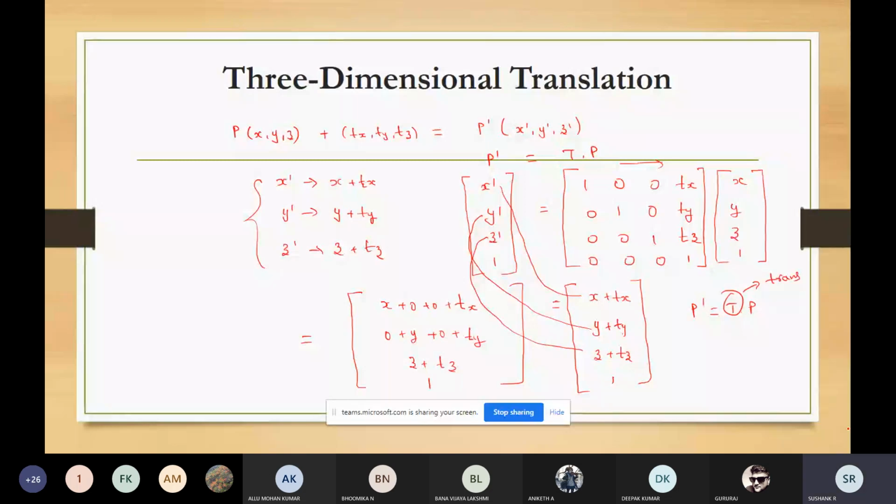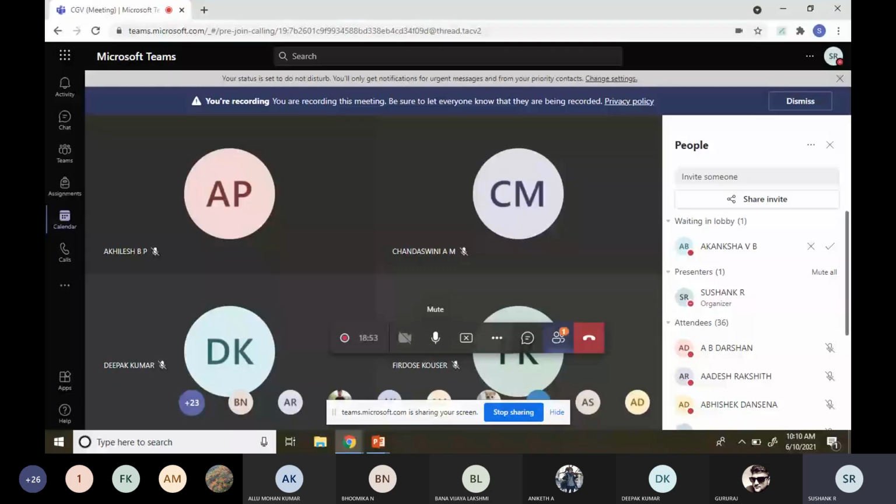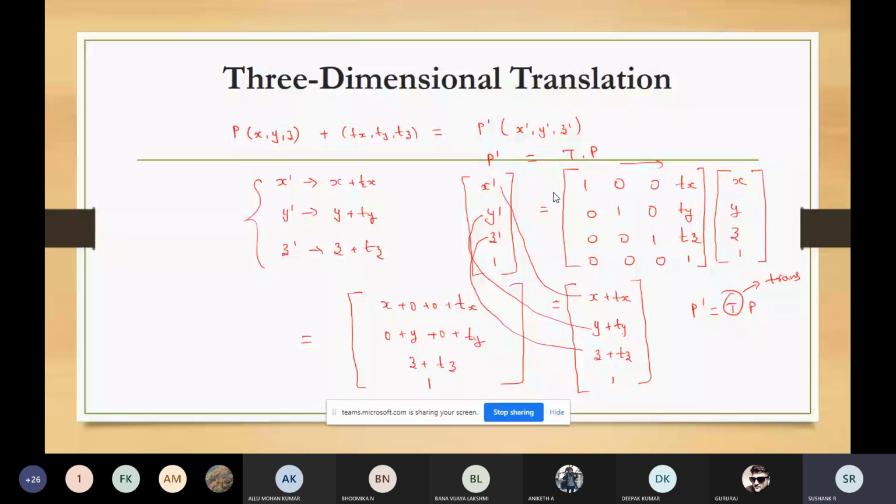What it is doing is that it contains the values that are needed to move the points from one position to another position. So this is regarding the translation. These are the points which should be known regarding the translation.